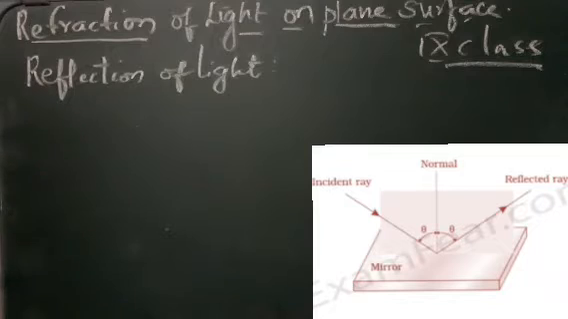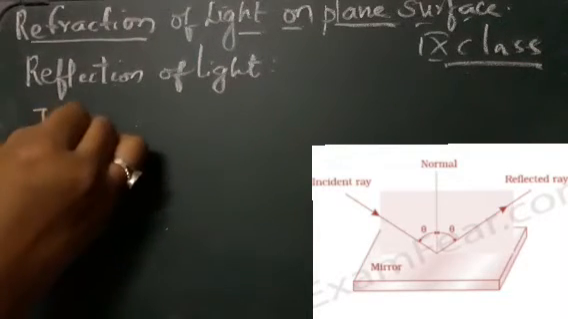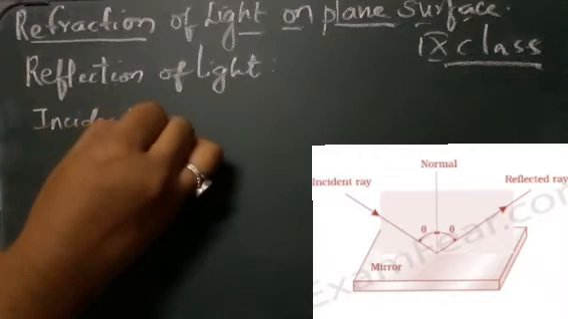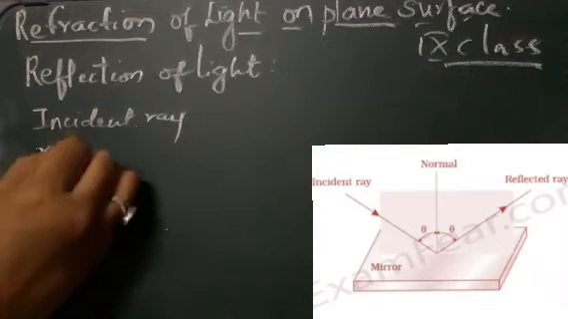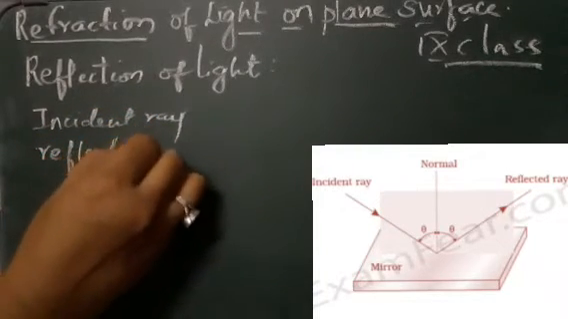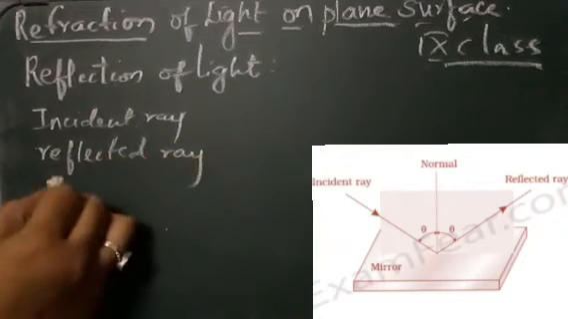We have seen that in reflection of light, the incident ray is falling on this object and it is getting reflected back. Yes, and there it is forming a normal, and we can see there the incident ray. We can find here incident ray. We can find here reflected ray, and we can also see normal, right?